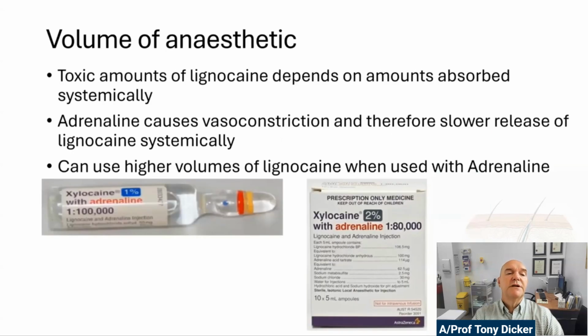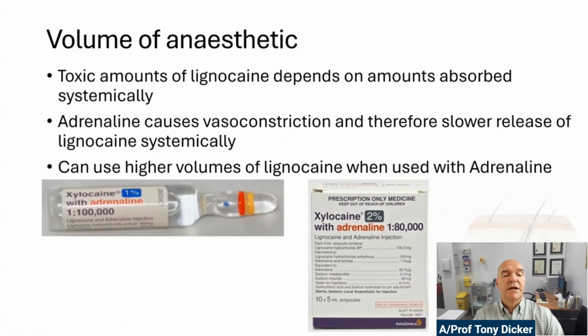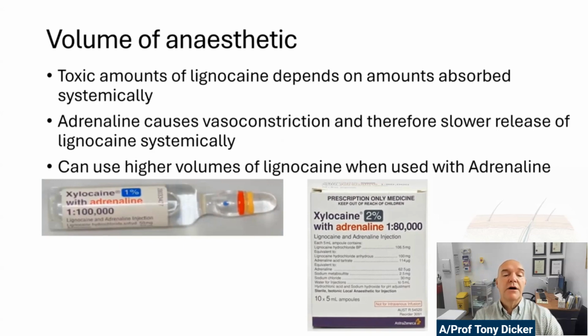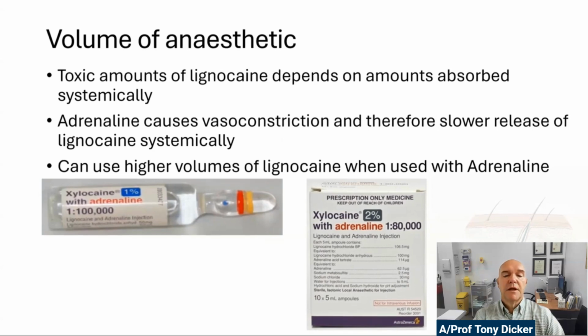So what do we typically use? Our usual things are a 1% xylocaine with 1 in 100,000 adrenaline, or you can get a 1% plain. You can also get a 2% xylocaine with 1 in 80,000, so a slightly higher concentration of adrenaline, as well as a 2% plain. These are the typical products available in Australia.